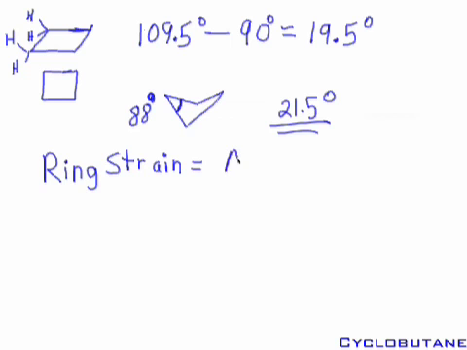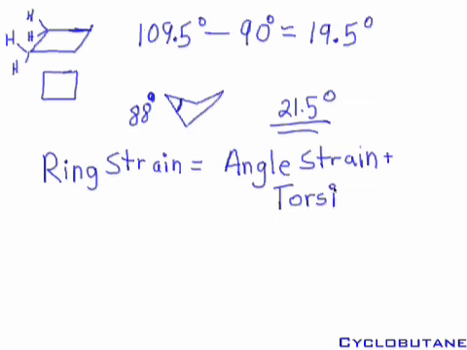Now remember, ring strain is the sum of angle strain and torsional strain. So if we're increasing angle strain, we must be doing something to the torsional strain that's beneficial. Now remember, torsional strain is caused by eclipsed hydrogens. And if I look at the hydrogens in the flat cyclobutane that I've drawn edge on up here, yes, the hydrogens are eclipsed.